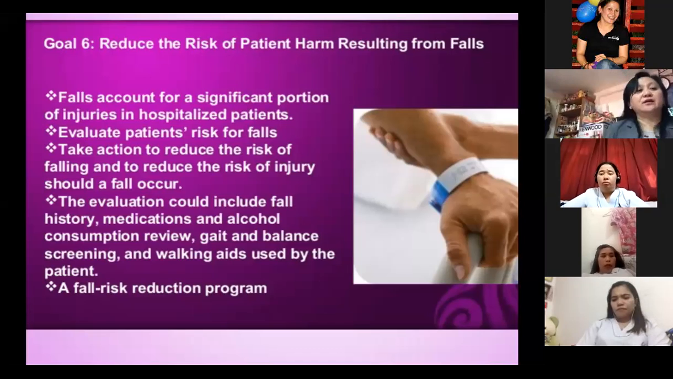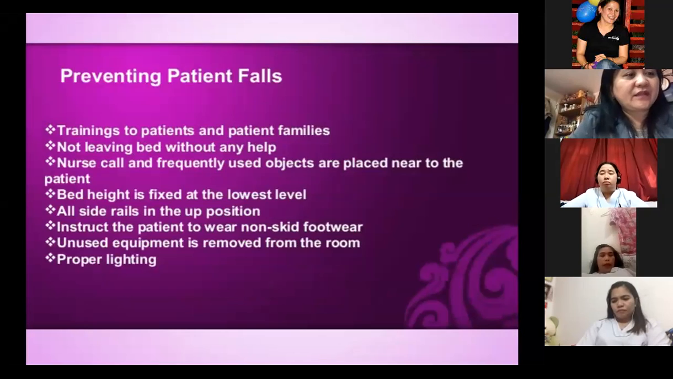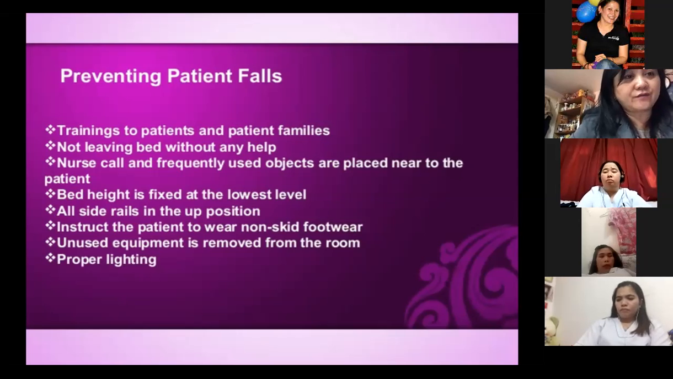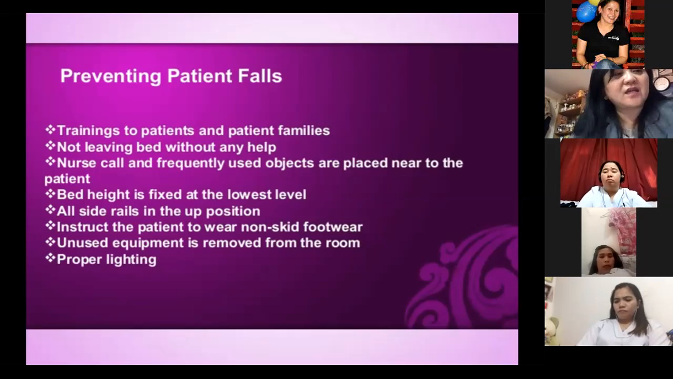Should a fall occur, the evaluation could include the fall history, the medication, alcohol consumption, the gait, balance, and walking screening. Now, in preventing patient falls, training the patient and the patient's family is also very important. You have to instruct the ones who are with them, like the family. If the patient wants to go out of bed or wants to walk, do not leave the patient without any help. Always be with someone with them.